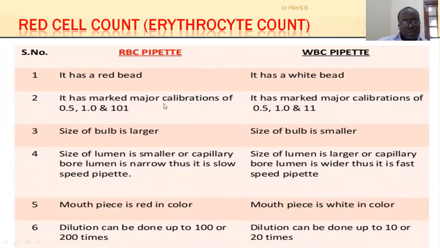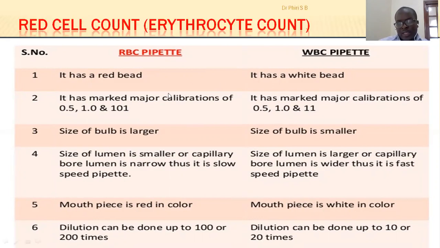Then the size of the bulb. Red blood cell pipette has a larger bulb as compared to white blood cell pipette. Then the size of the lumen is smaller, or the capillary wall lumen is narrow. Thus, it is a slow speed pipette. So when you're talking of red blood cell pipette, the lumen is smaller, so the amount of fluid that you can aspirate per time is not as much as the white blood cell. Why? Because the lumen is smaller. So it's also referred to as slow speed pipette.